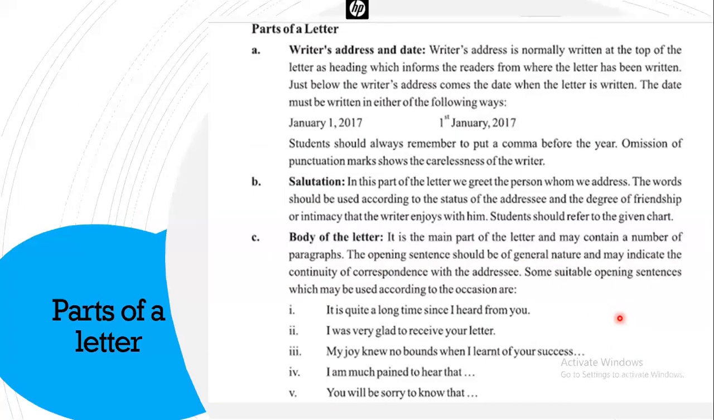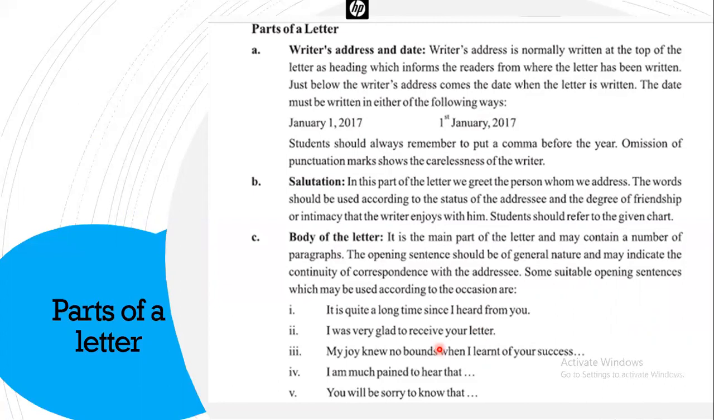The opening sentence should be of a general nature, and may indicate the continuity of the correspondence with the addressee. Some suitable opening sentences which may be used according to the occasion are, okay, so when you're going to start a letter after the salutation and greeting, you have to take a look at these. You should start a letter with a specific sentence. Now they have given a few examples here.